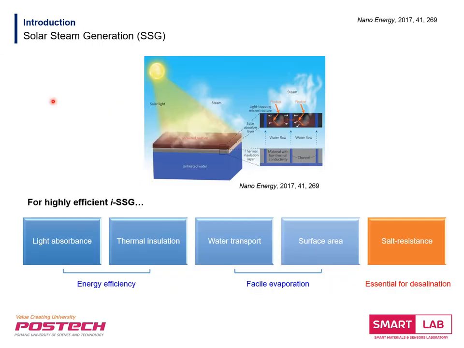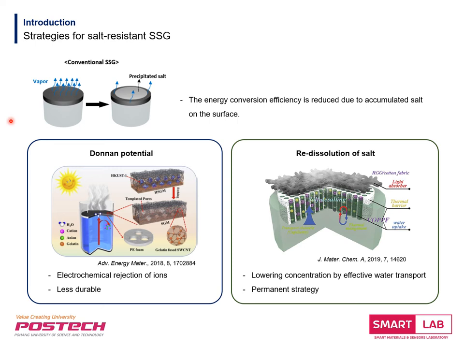Solar steam generation, SSG, is a technology to produce desalinated steam from saline water using abundant solar energy. Especially, interfacial SSG, ISSG, localizes heat on the solid air-water interface so that it performs more efficient evaporation. For highly efficient ISSG, the following properties are needed: high light absorbance and thermal insulation for energy efficiency, and faster water transport and large surface area for faster evaporation. And there is one more essential factor, and it is salt resistance. Conventional SSG easily has its top surface blocked by precipitated salt, so that the energy conversion efficiency is reduced.